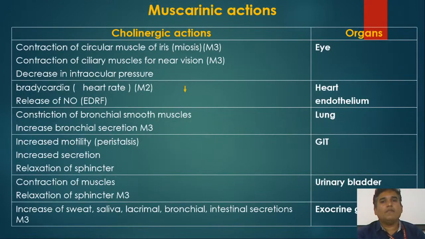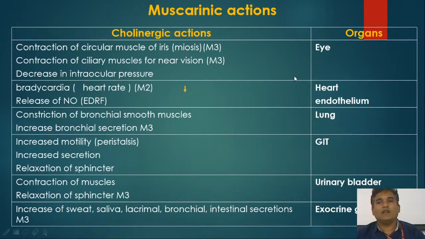Okay, and muscarinic action. For example, on the eye, it acts on the circular muscles by activating the M3 receptor and causes miosis, decreasing the pupil size, and contracts the ciliary muscles, and therefore may be responsible for the decrease of intraocular tension, and it may be beneficial in the case of glaucoma patients.